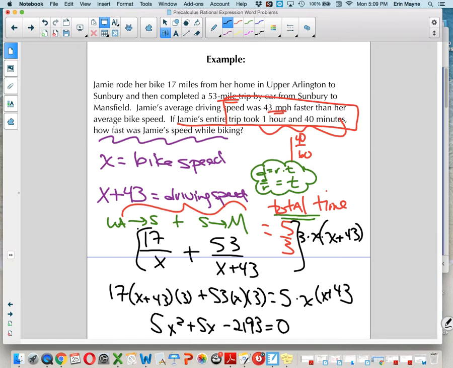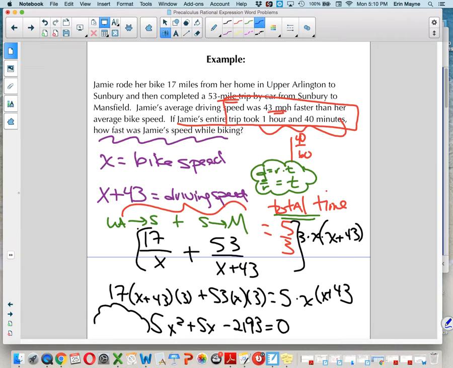When you get your answer, you're going to have your bike speed. When you take that value and add 43 to it, you're going to have your driving speed. And then what you have here is your first answer to a travel problem. So go ahead and hit pause and make sure that you can use the quadratic formula properly. Compare your answers with one another. Double check that your bike and driving speed makes sense.